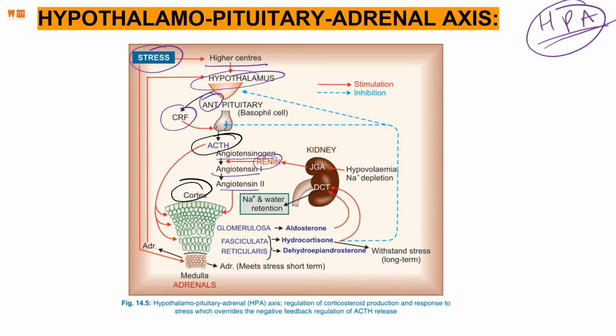Angiotensin 1 goes to the lungs and turns into angiotensin 2. Then it goes into the cortex, in the outer layer, the glomerulosa, and produces aldosterone. Aldosterone then goes to the kidney distal convoluted tubule and causes sodium and water retention to increase the blood pressure during stress.